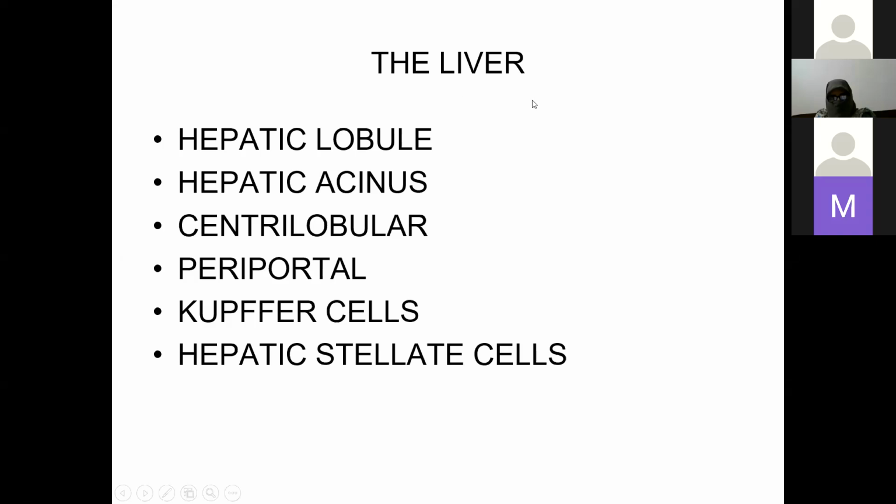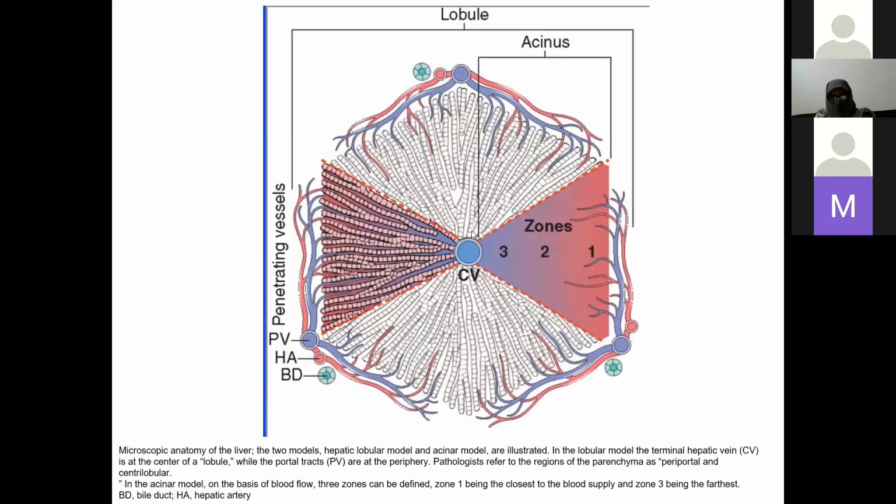So when we say lobule, what is in the lobule? This central part is a central vein. Okay, and these are the hepatocytes, which are called the parenchyma of the liver. Then as we move to the periphery, we have three structures in the portal tract: the portal vein, hepatic artery, and bile duct. So we'll go through these two diagrams again.